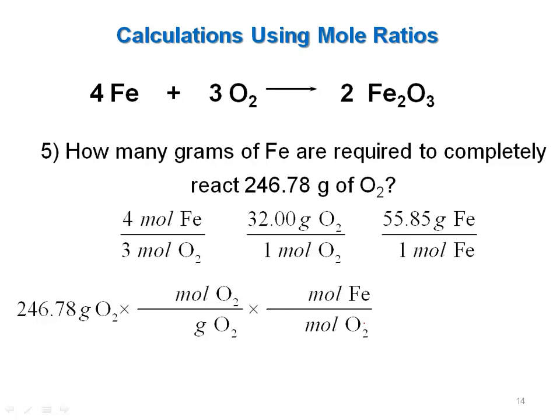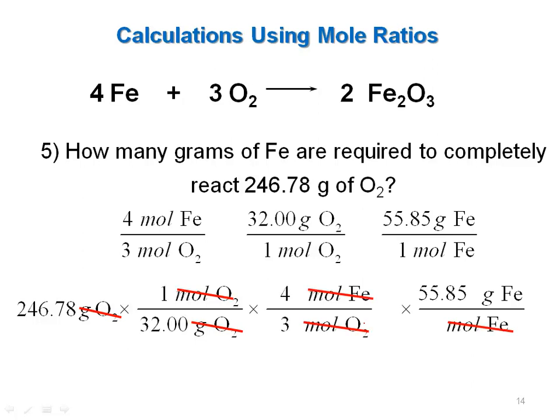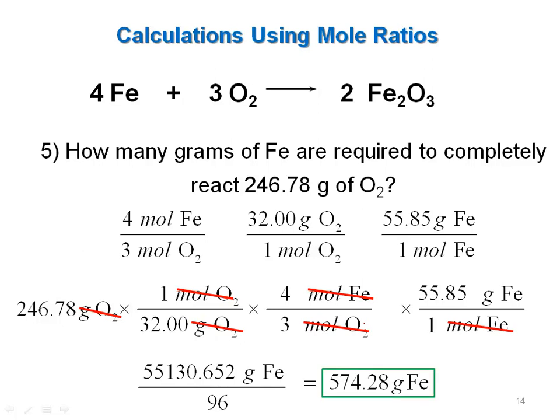All right, so we set it up. Here's our ratios. Then we plug in our numbers last. There we go. If you multiply it out, top first, then bottom, it looks like this. And 574.28 grams of iron. Good job. Give your friends at your table a congratulations or a high five.